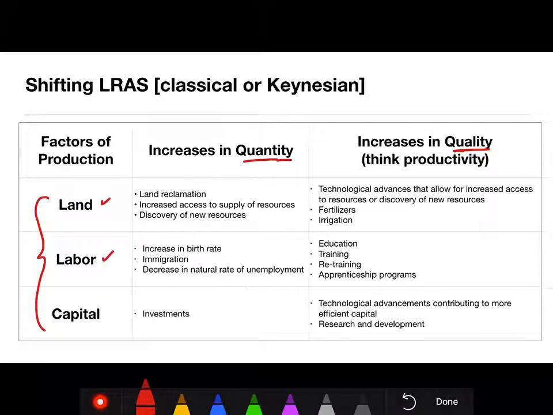Things that could increase the labor in a country, I've given you some examples of. Or things that could increase capital or investments in business in the economy. You can see examples of.